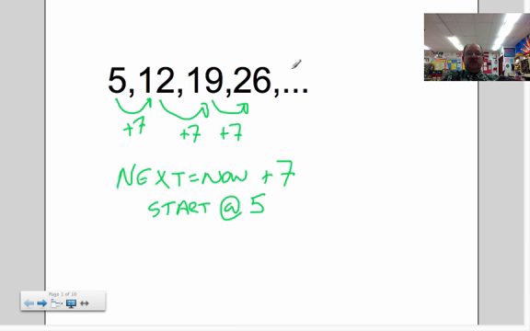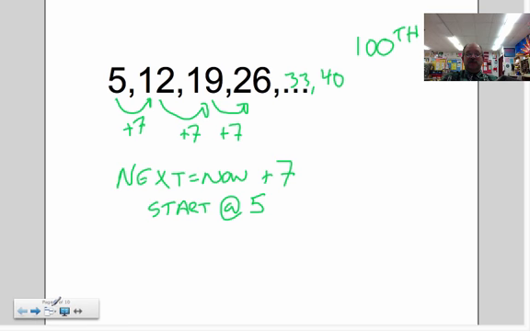If I want to get the next term, I can add 7, so I'm at 33, and the one after that, I'm at 40. But what if I want to know the 100th term? You want to write this out the whole way through, and that just seems like a recipe for disaster. So this is where the explicit function comes in handy, because we can get the 100th term if we can write this in a different form.